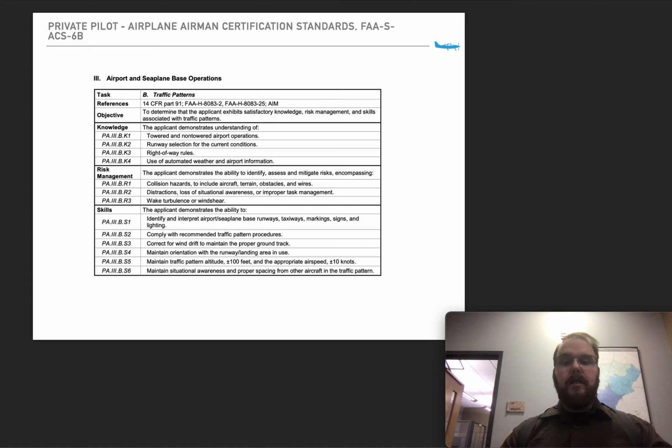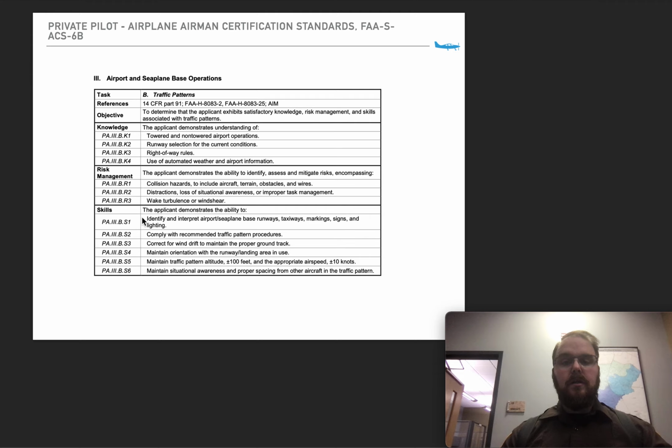This is your private pilot ACS standards for traffic patterns and airport and seaplane base operations. Obviously, we referred to Part 91, the Airplane Flying Handbook, and the AIM. These are all the knowledge and risk assessment skills you need to know. Obviously, aircraft, terrain, obstacles, any wires, distractions in the pattern, loss of situational awareness, and proper task management. Wake turbulence and wind shear are all risk management things that you as a pilot need to be able to identify and mitigate.